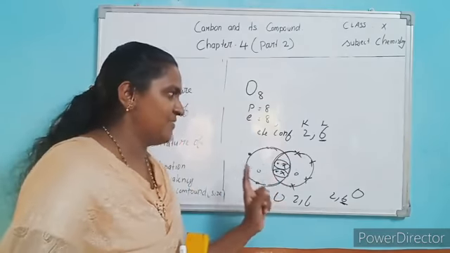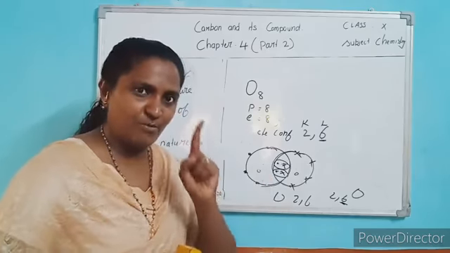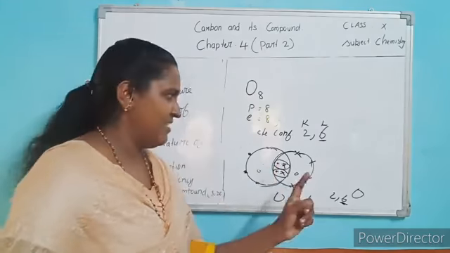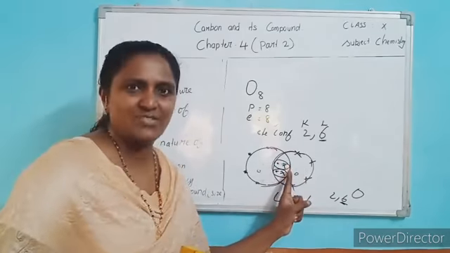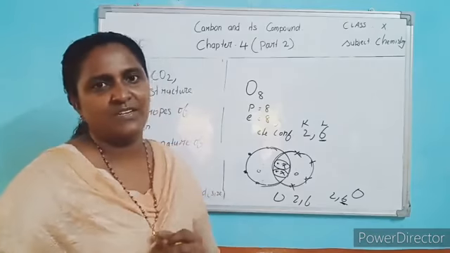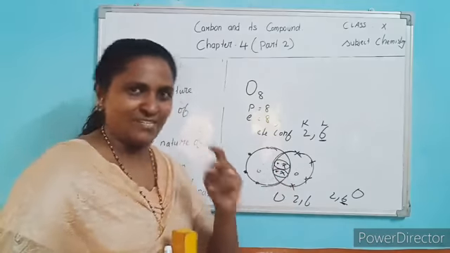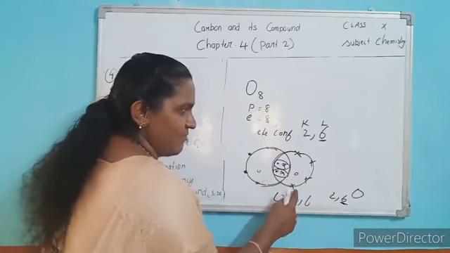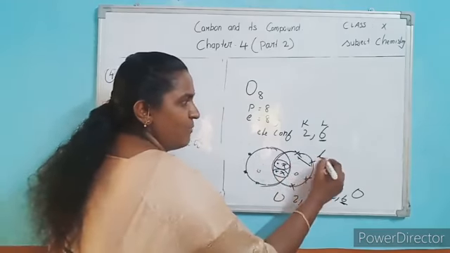Now what is the covalency of this oxygen? What is covalency? Number of electrons shared by one atom. So this oxygen shares its own 2 electrons, and this oxygen also shares 2 electrons. So covalency of oxygen is 2. Number of bonds formed is 2 bonds. Each bond contains 2 electrons, and the unshared pair of electrons, here 1, here 1, is called a lone pair. 2 electrons are called a lone pair.